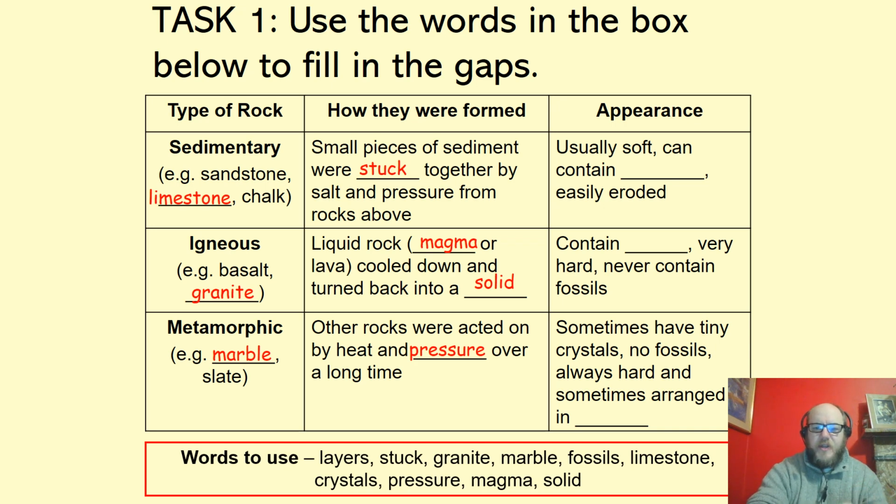Sedimentary rocks are usually soft and can contain fossils. They're also easily eroded, which means weathered and taken away. Igneous rocks contain crystals, are very hard, and they never contain fossils because they're formed underground. Metamorphic rocks sometimes have tiny crystals, don't have any fossils, they're always hard, they're the hardest of the rocks, and sometimes arranged in layers.